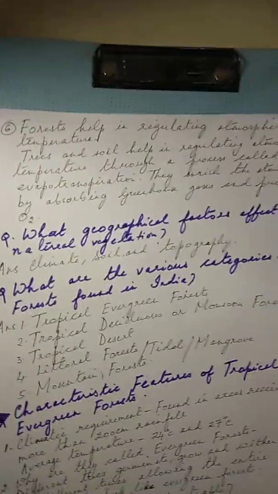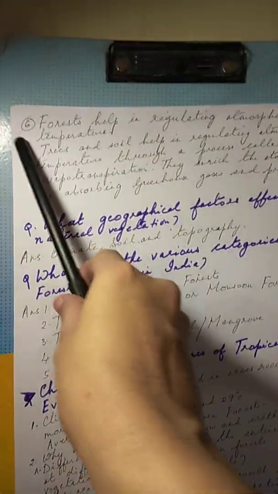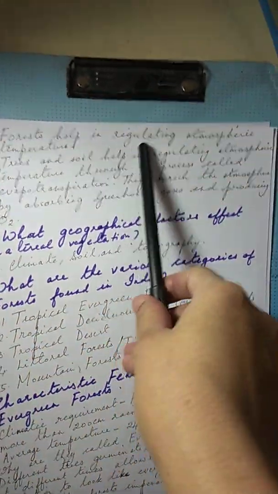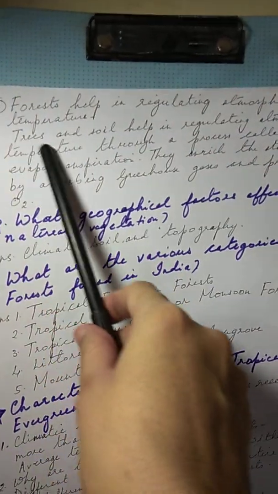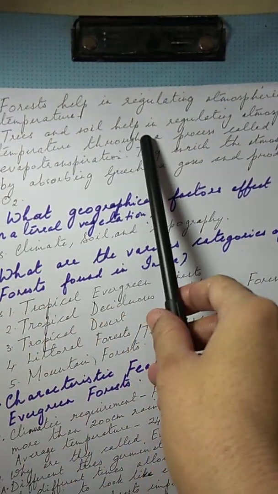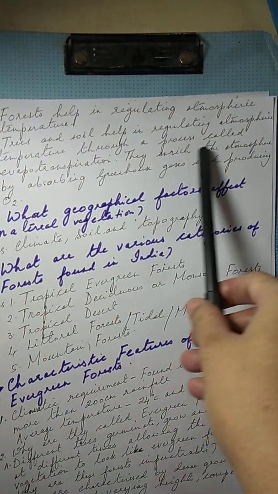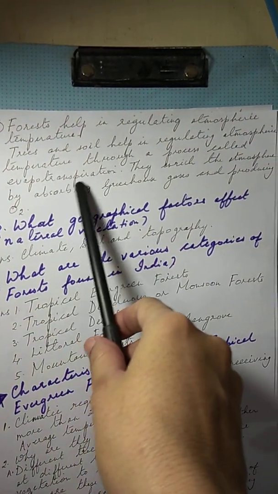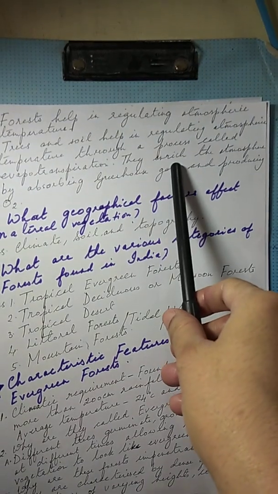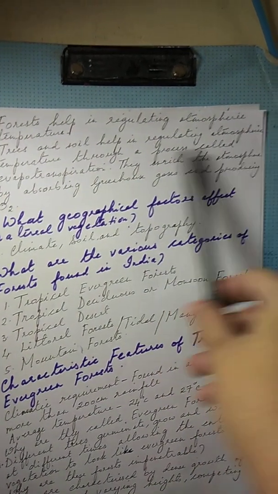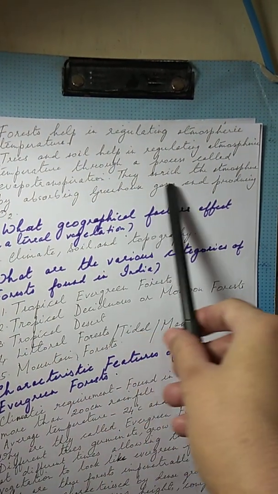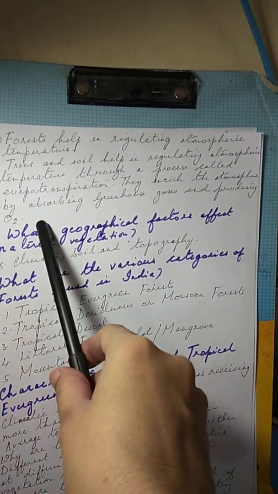And now the last one is the sixth point. Forests help in regulating atmospheric temperature. Trees and soil help in regulating atmospheric temperature through a process called evapotranspiration. They enrich the atmosphere by absorbing greenhouse gases and producing oxygen.